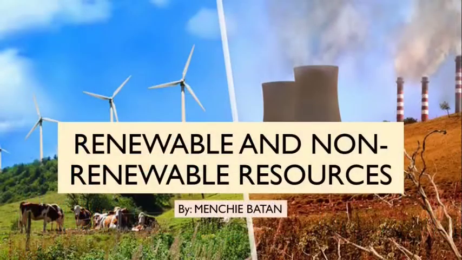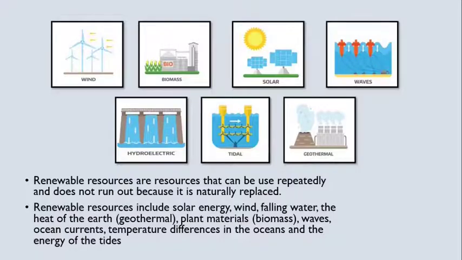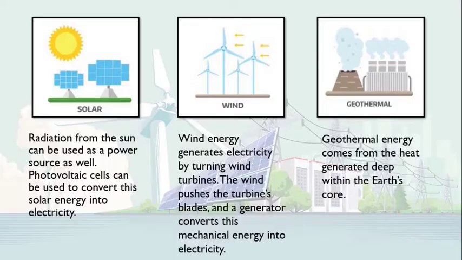Renewable and non-renewable resources. Renewable resources are resources that can be used repeatedly and do not run out because they are naturally replaced. Renewable resources include solar. Solar radiation from the sun can be used as a power source, and photovoltaic cells can be used to convert this solar energy into electricity.